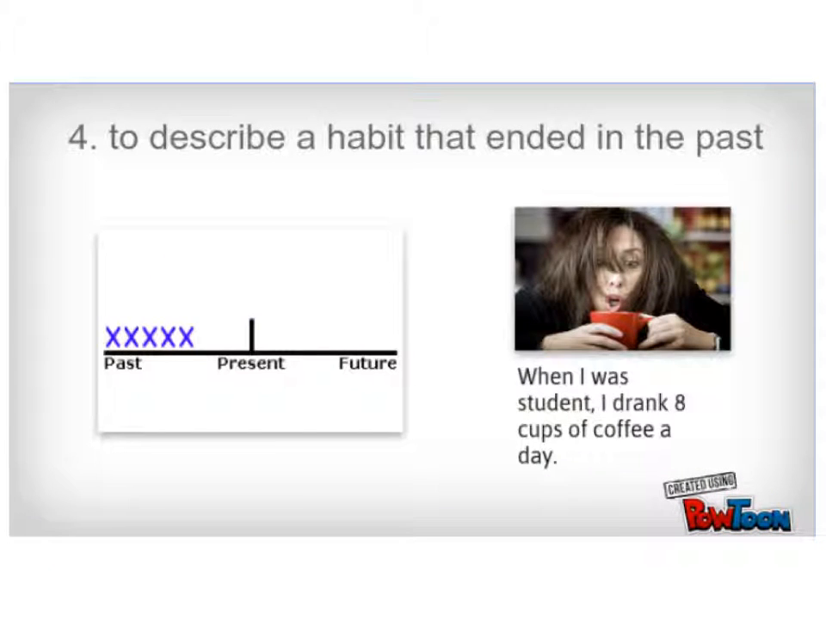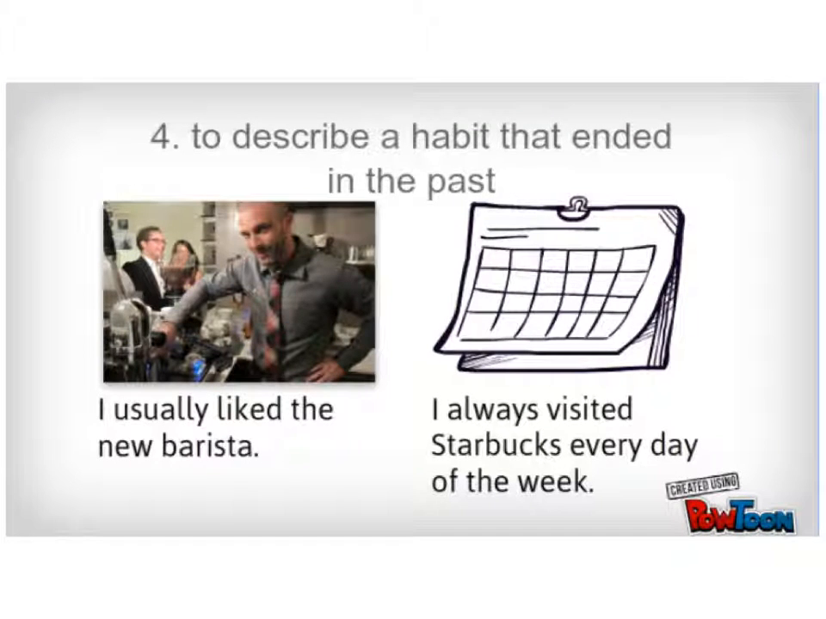Lastly, we use the past tense to describe a habit that ended in the past. For example, when I was a student, I drank 8 cups of coffee a day. Now I do not. I usually liked the new barista. Now I do not. I always visited Starbucks every day of the week. Now I do not. These are habits that are no longer true and were completed in the past.